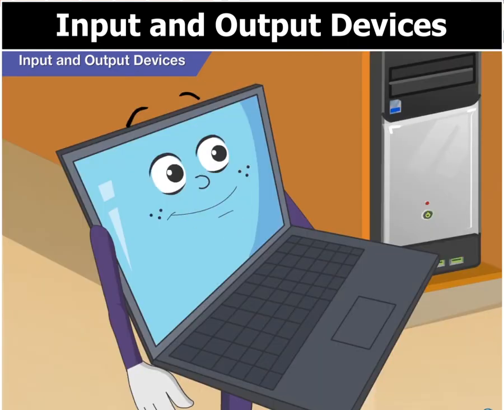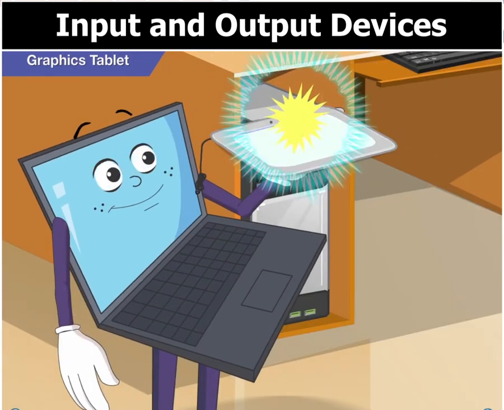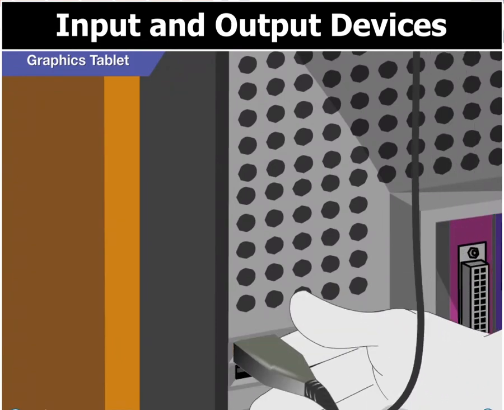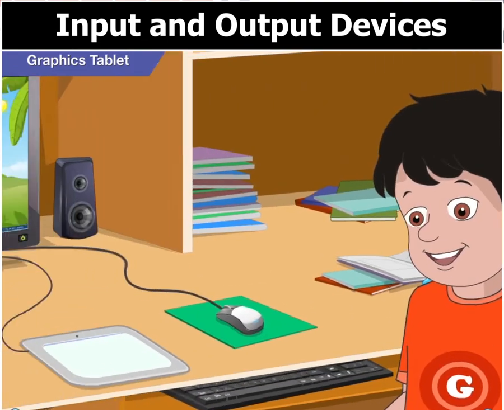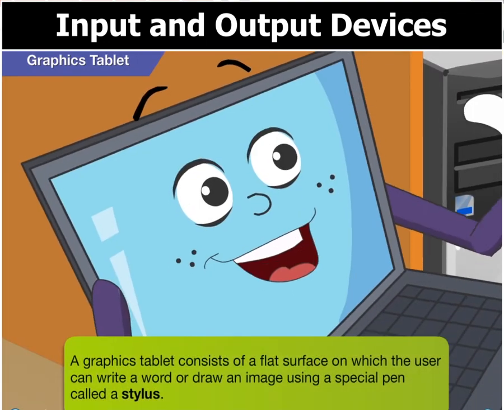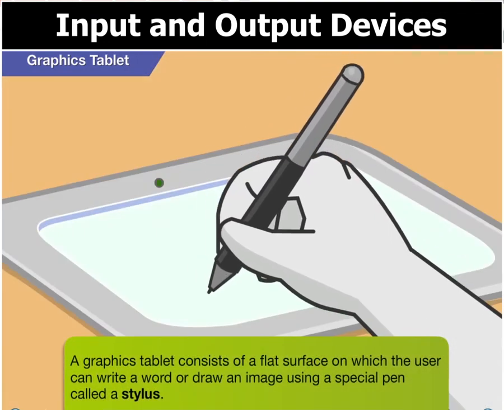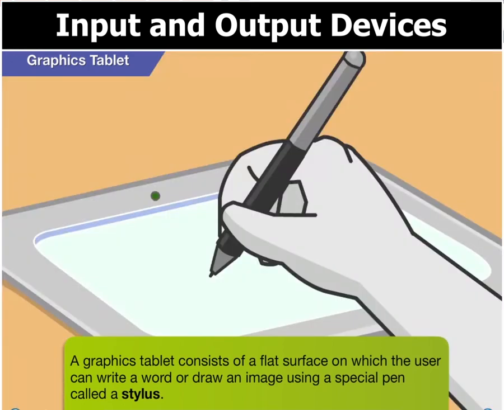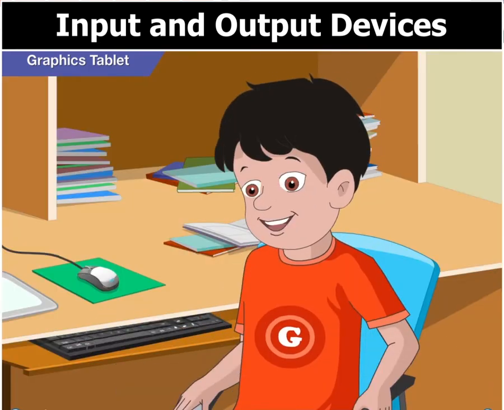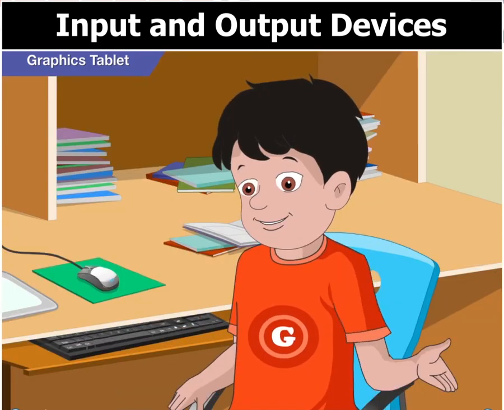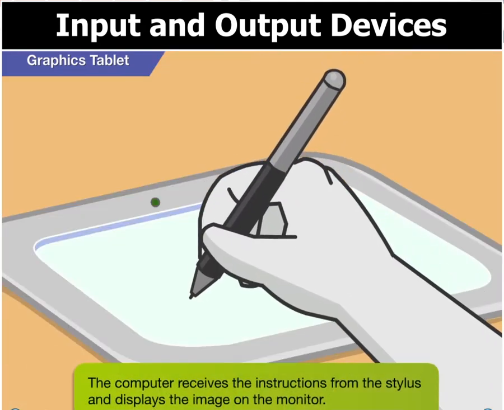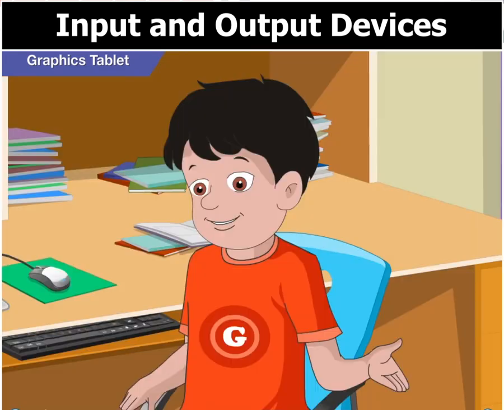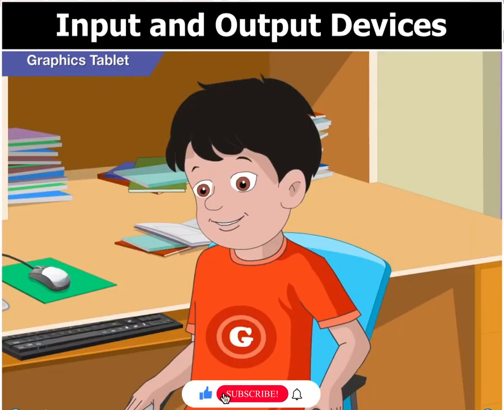Sure, Goggle. Look, this is a graphics tablet. Oh, so this is what it looks like. A graphics tablet consists of a flat surface on which the user can write a word or draw an image using a special pen called a stylus. Okay, but how does the image appear on the computer screen? The computer receives the instructions from the stylus that is connected to it and displays the image on the monitor. I see. Now what is a touchscreen?